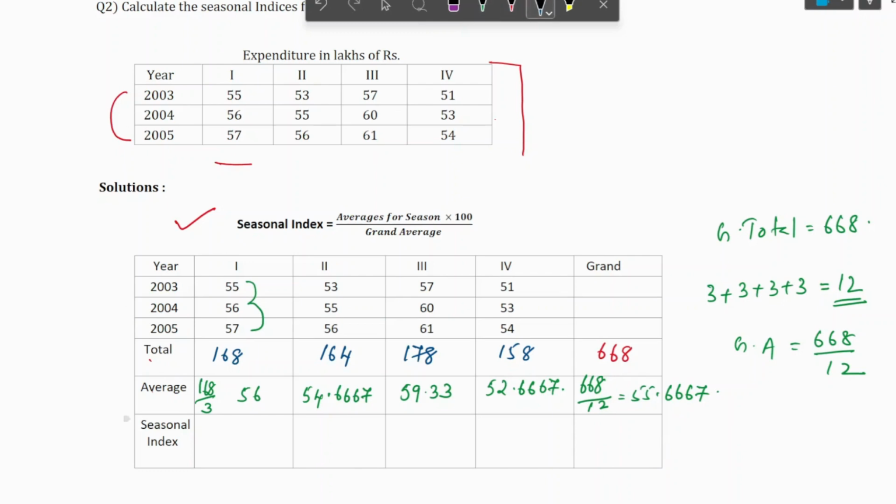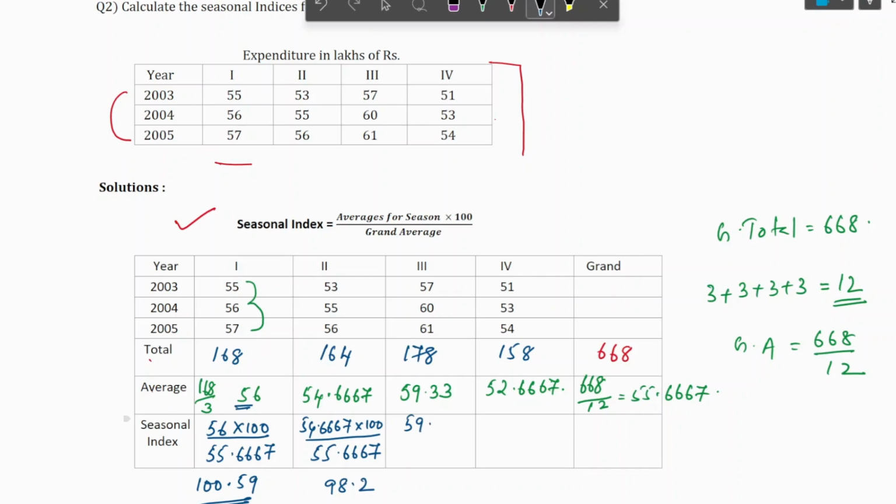Now last one. How do you find seasonal index? Seasonal index equal to average for season into 100 divided by grand average. That is 56 into 100 divided by 55.6667. Therefore the answer here is 100.59. Okay. Next, 54.6667 into 100 whole divided by grand average 55.6667. The answer is 98.2.